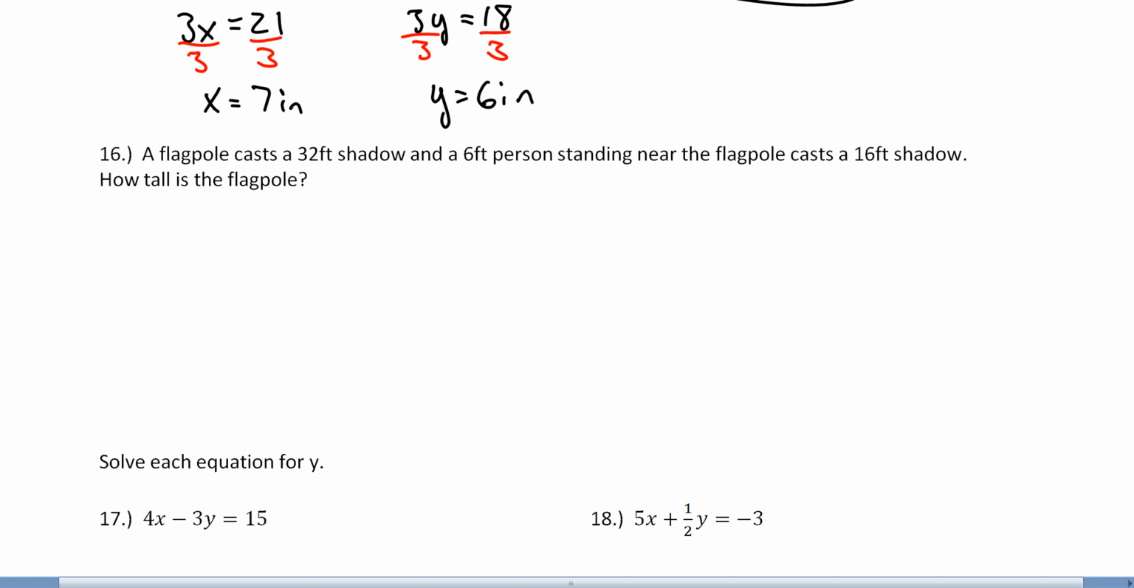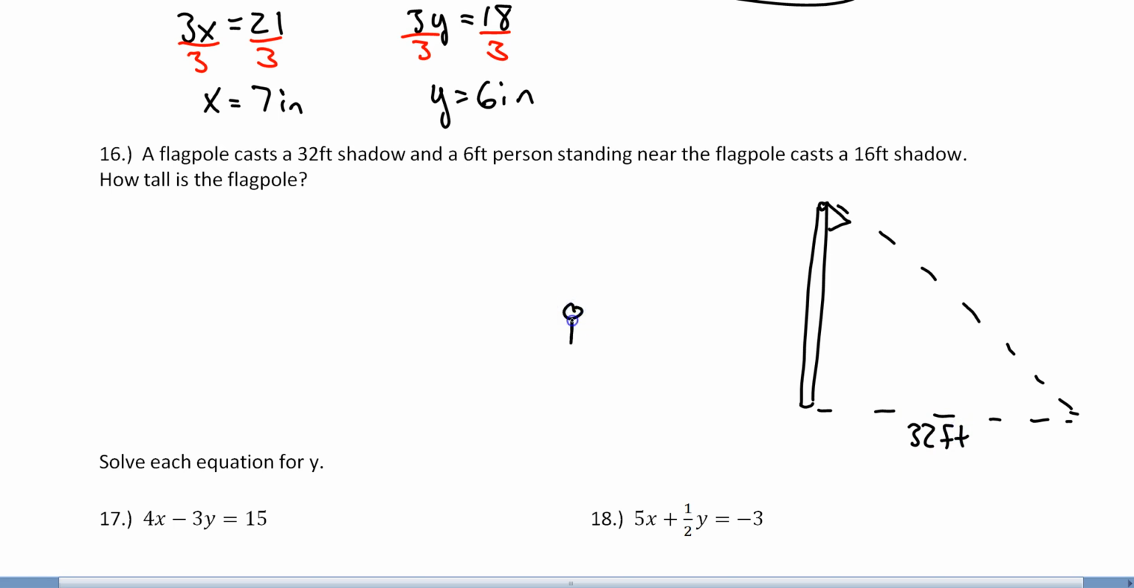Next one, a flagpole casts a 32-foot shadow. So let me draw my flagpole. I always use like the little Mario flagpole. That's the best I can draw right there. All right, yeah, that is fantastic. And it's cast in a shadow, so here's the shadow. And remember, when we cast these shadows, we're essentially just setting up triangles. So it said it had a 32-foot shadow. And then a 6-foot tall person. So here's my person. They're 6 feet tall. And they're casting a 16-foot shadow. And so really, these things form similar triangles.